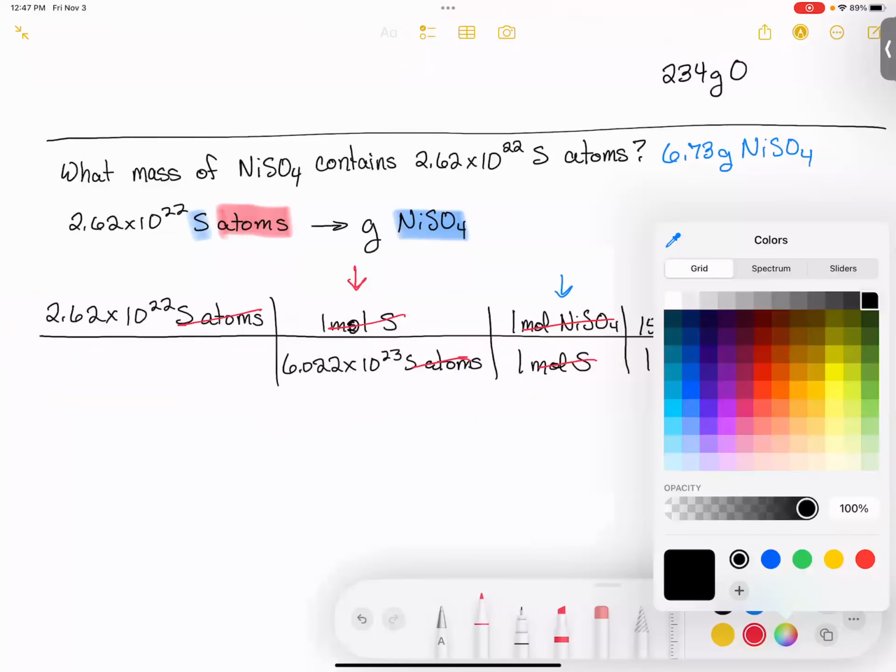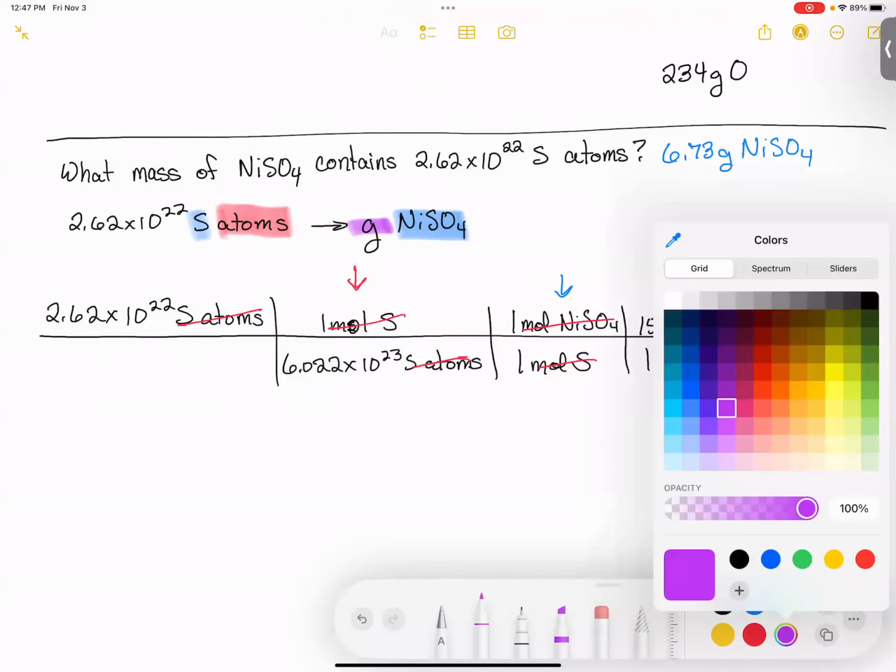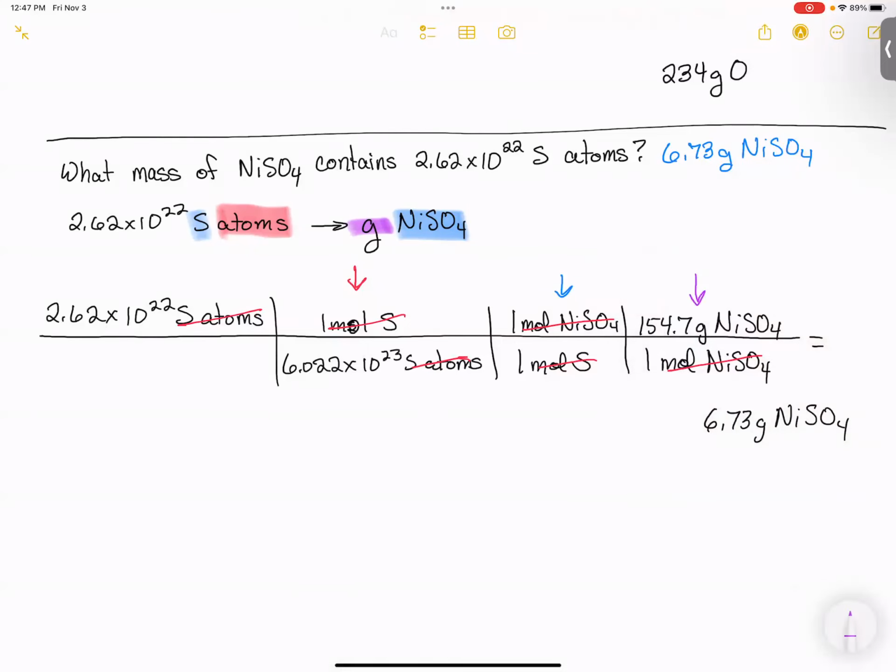And the last thing I noticed is that I needed mass. And because I needed mass, that is the reason that I needed the molar mass. In each case, I chose what went in the denominator by what I needed to cancel out. And the other portion automatically had to go in the numerator. And when you key this into the calculator, you get 6.73 grams of nickel 2 sulfate as an answer.